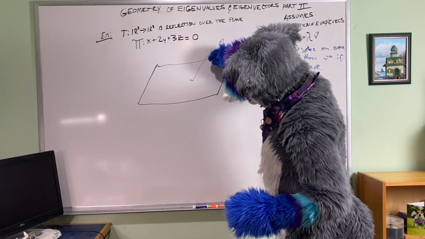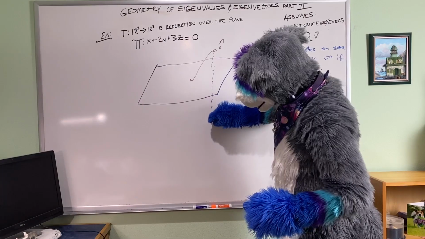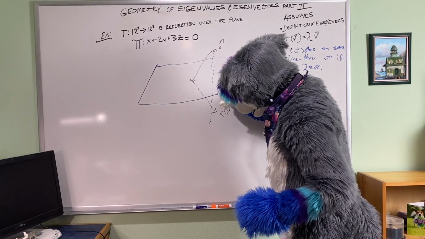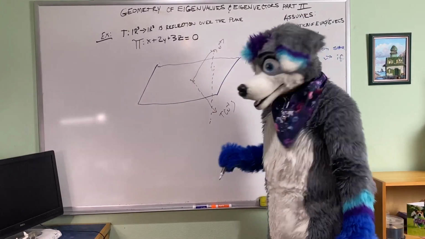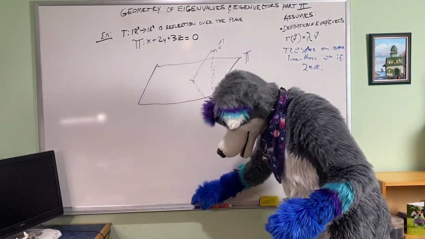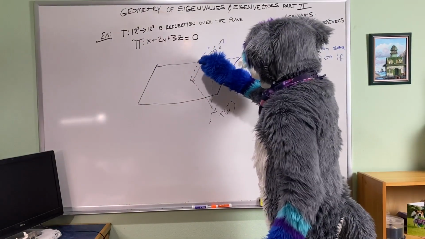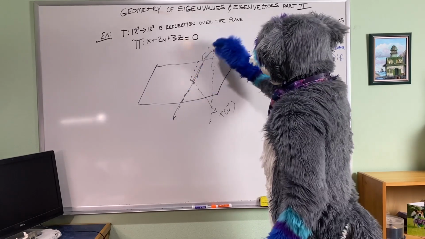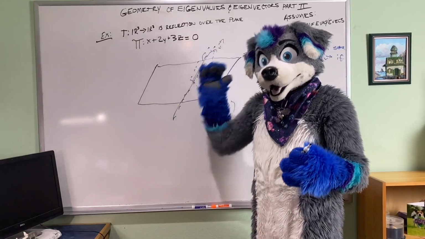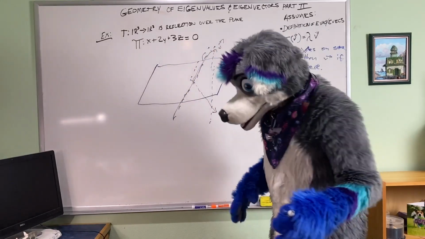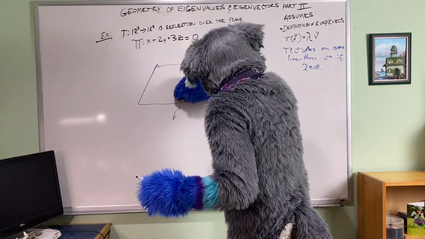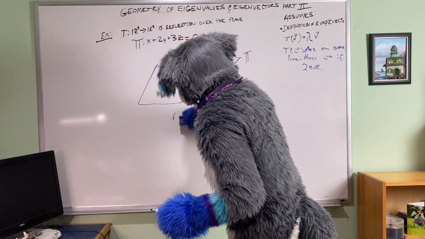Well, if I reflect it, it ends up down here. It does not end up on the same line through v, because that line is right there. It doesn't lie on that line. So we're looking for a vector so that when we reflect it over the plane, we end up on the same line. So let me get rid of this, because that doesn't work.